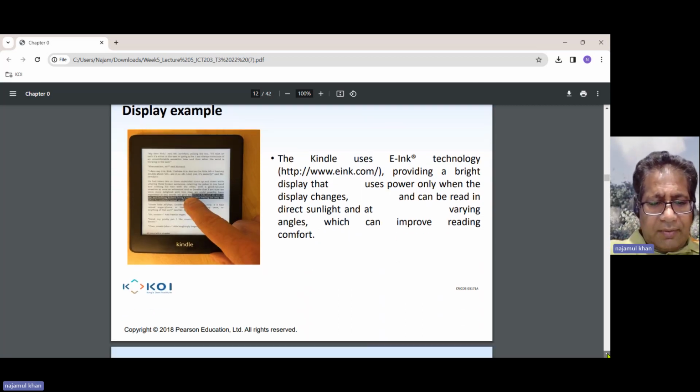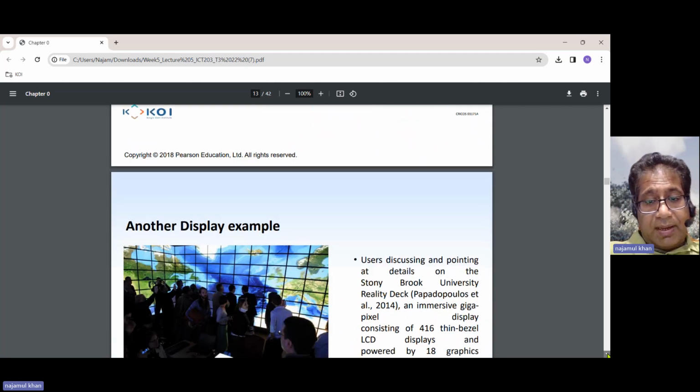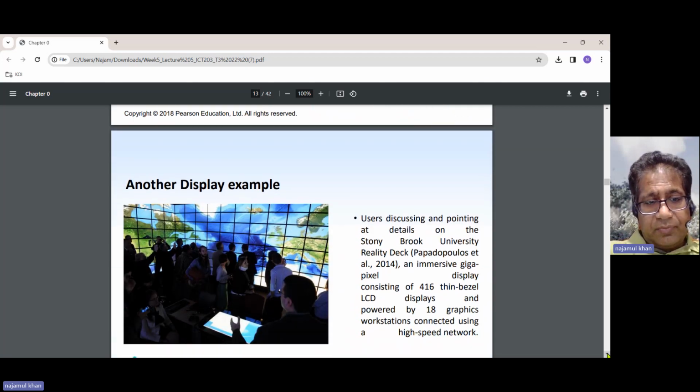All right. Okay, we continue. Another display, guys. This is a massive one. You can see here. These displays can be seen in some conference halls, at some scientific research centers, or inside some movie theaters. Anyway, these large screens also played an important role.